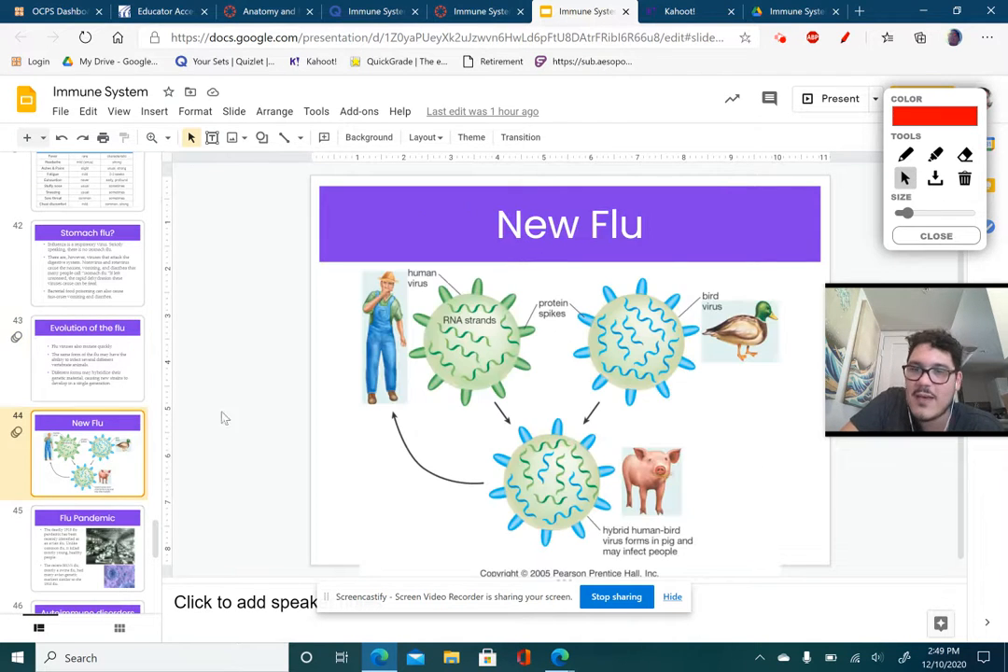And that's what you see happening in this picture. You could have a human individual sick. You could also have a bird that's been sick, which we call avian flu. Those two strains can combine to form a new strain, which could infect other animals as well, including humans, and that could infect pigs, which we call swine.